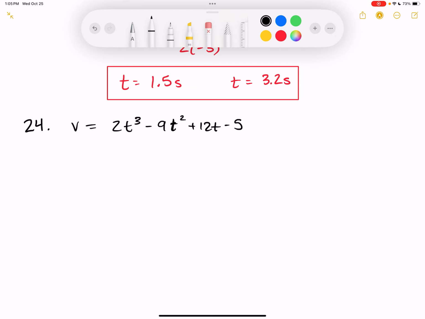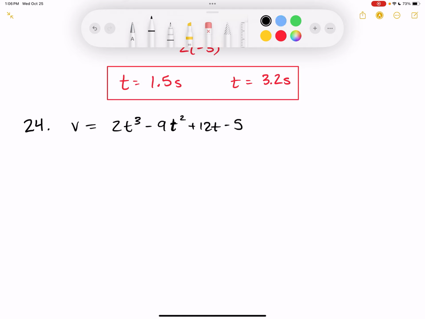Should we take the derivative? We have to take the derivative to find the acceleration and then set it equal to 0. Isn't it already in velocity? Yes, this is velocity already. So take the derivative and then set it equal to 0. We won't be done at that point, but yes, that's what we need to do initially.